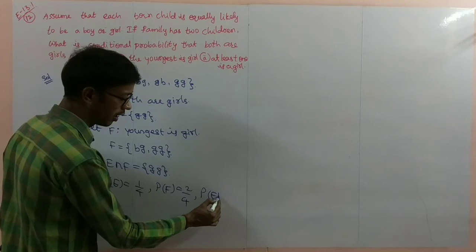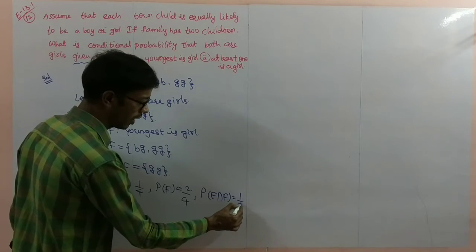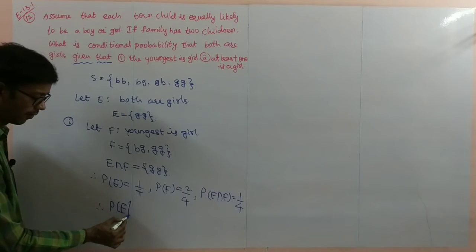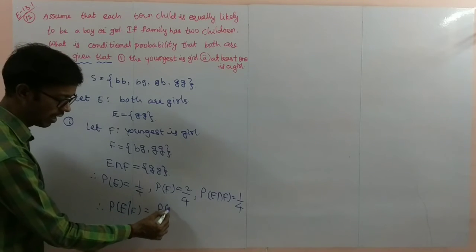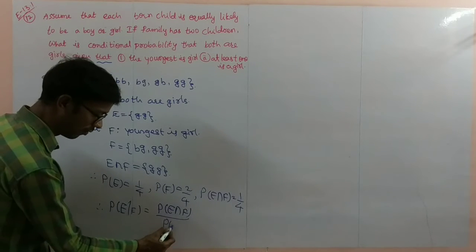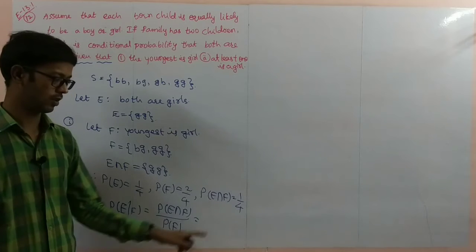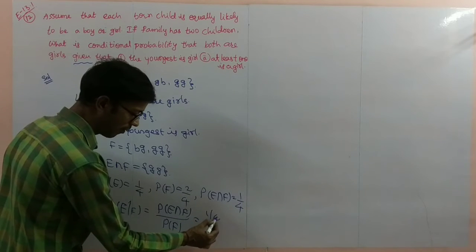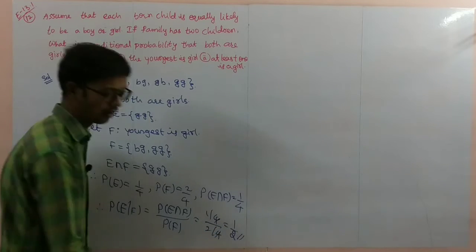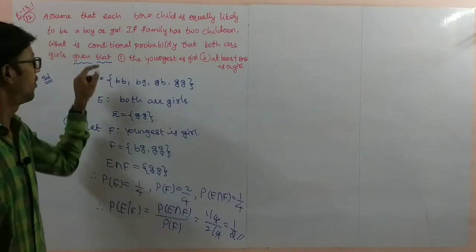Probability of E intersection F is equal to 1 by 4. Therefore, P of E given F is probability of E intersection F by probability of F, which you have to find here. 1 by 4 by 2 by 4, so 1 by 2 is the answer. So this is the first problem.